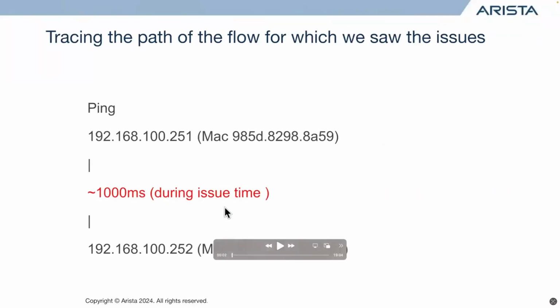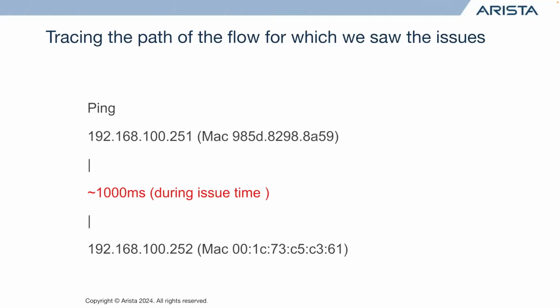We know that the ping from server 1 towards server 2 was impacted during the time of the issue. Server 1 owns the IP address 192.168.100.251, and it owns the MAC address ending with 8A59. Server 2's IP address is 192.168.100.252, and it owns the MAC address ending with C361. During the time of the issue, they saw a latency close to 1000 milliseconds. Since they saw the issue on this flow, we're going to use this flow for our troubleshooting.